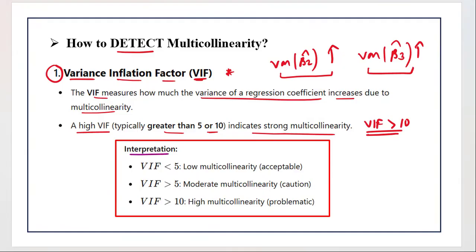This is the interpretation of the thumb rule. If VIF is less than 5, then we say low multicollinearity and it is acceptable. We can still work with such a model which has a VIF of less than 5. But if it is greater than 5, we will say that moderate multicollinearity exists and it's a caution. And if the variance inflation factor is greater than 10, then it will be high multicollinearity and then a serious problem begins in the model, right? So this is the interpretation.